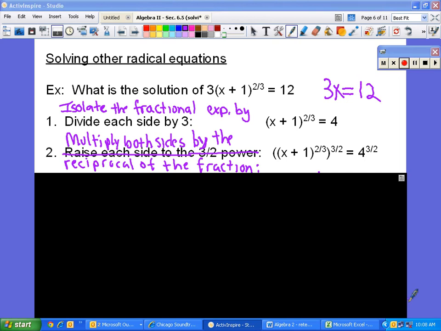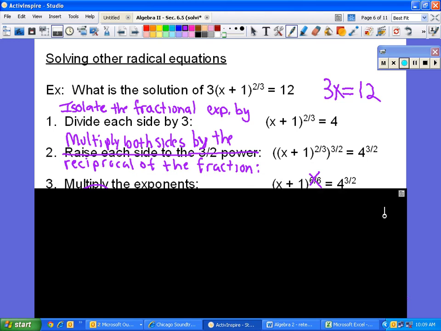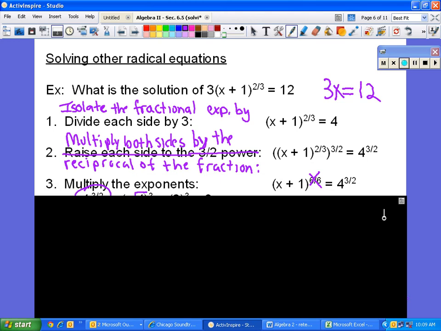Right, let's focus on this for a second. What's going to happen when I multiply 2/3 by its reciprocal? What am I going to get? What's 2/3 times 3/2? 6 over 6, which is 1. So the left side is going to be 1, x plus 1 to the first power, which is x plus 1. And then here I'm going to get 4. I don't do anything here. I get 4 to the 3/2 power.